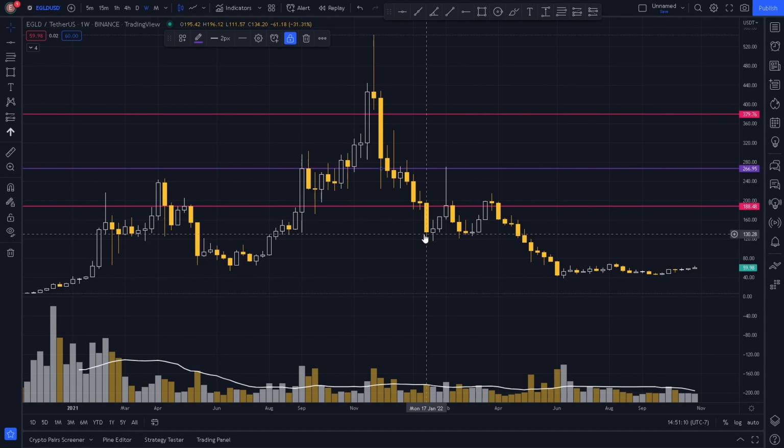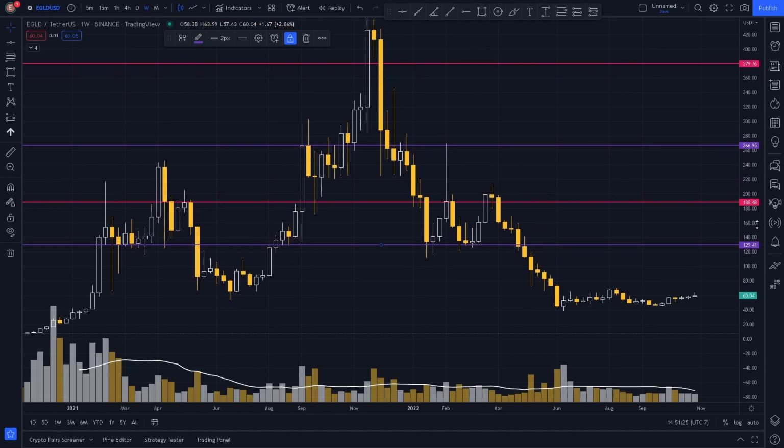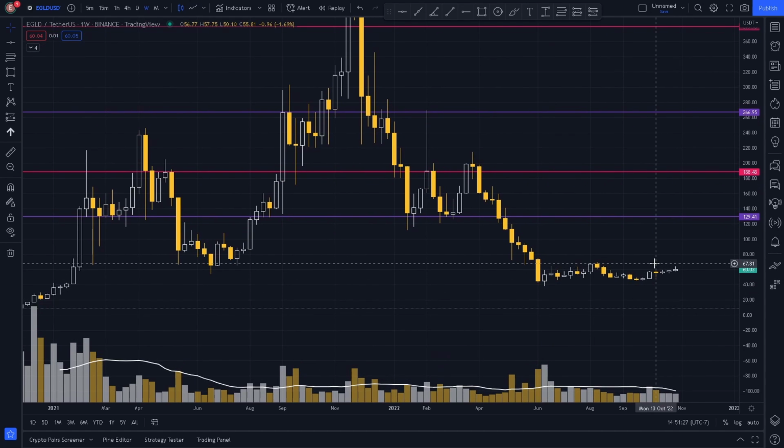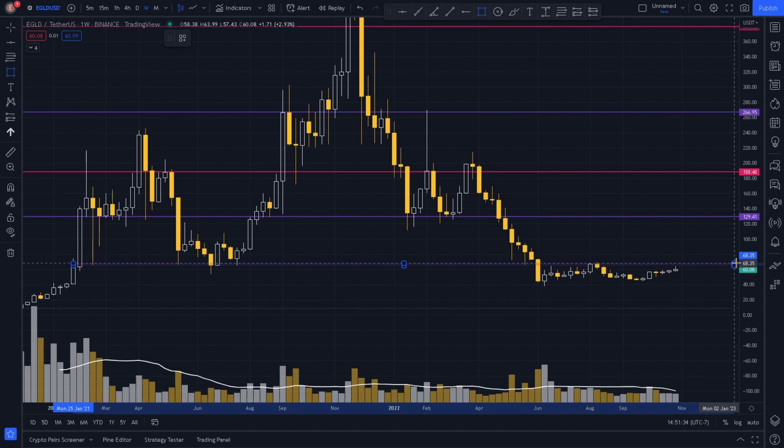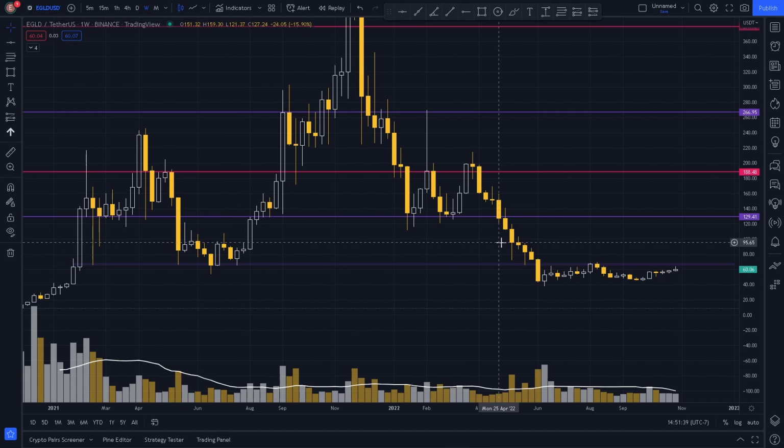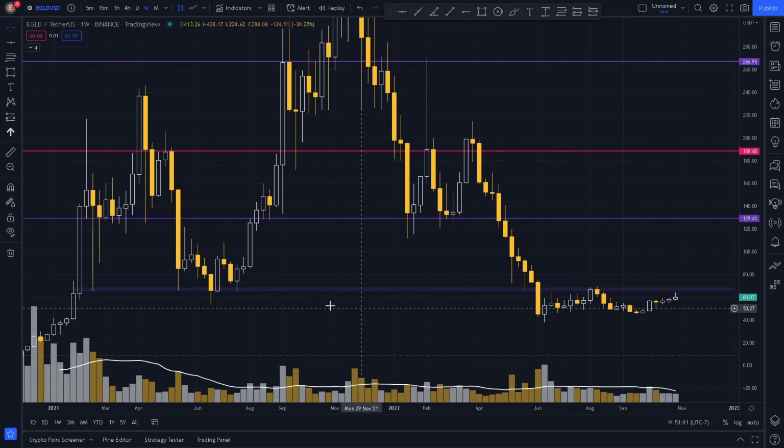Now if we look right here, we notice a key level. We see multiple reactions to the level, which is obvious to spot on the weekly chart here. Now, here's another key level. We see multiple reactions reacting to the level as support and resistance.